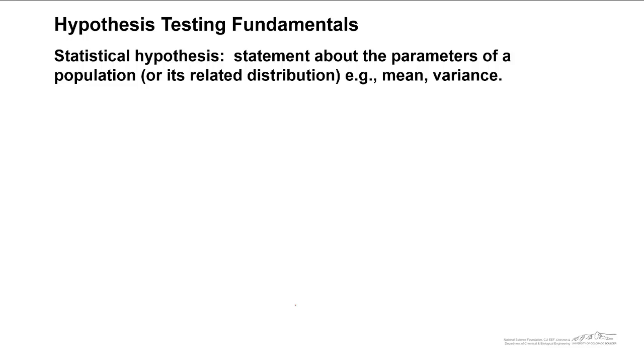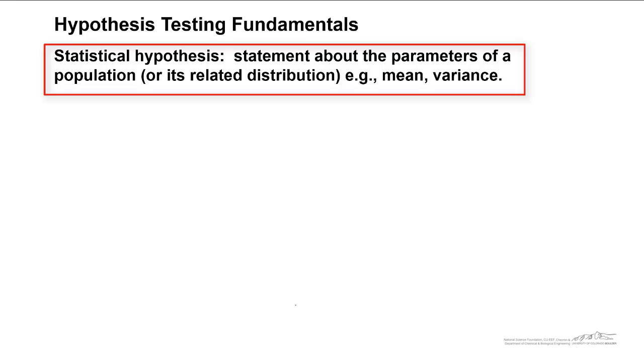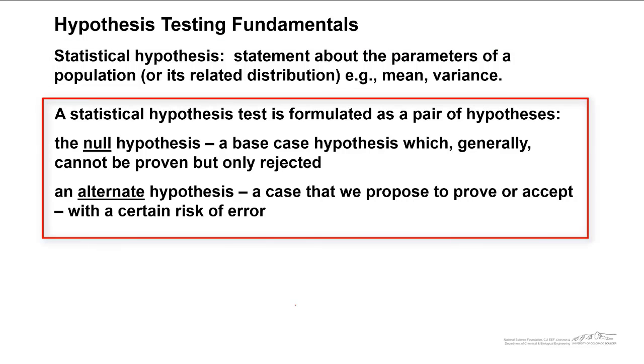Let's talk about hypothesis testing fundamentals. A statistical hypothesis is a statement about the parameters of a population or its related distribution, for example, the mean and the variance. We're going to talk about several of these types of parameters that we can use in hypothesis tests. A statistical hypothesis test is formulated as a pair of hypotheses.